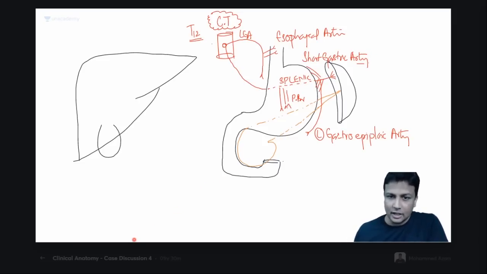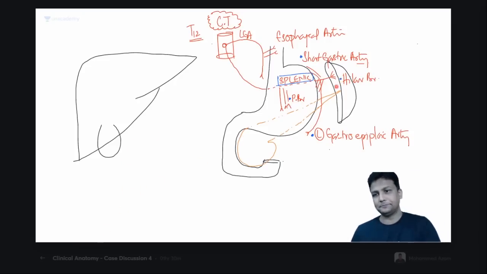Till now, how many branches of the splenic artery have I told you? Number 1, pancreatic branches. Number 2, left gastroepiploic artery. And number 3, the short gastric arteries near the fundus. Perfect. There are some other branches also: near the hilum of the spleen, it divides into small branches, and those are the hilar branches. So all these are the branches given by the splenic artery.